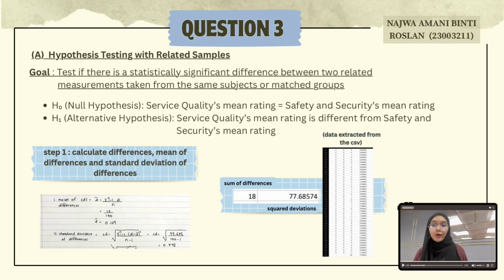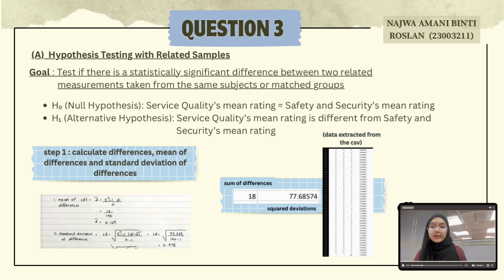So as we all know, hypothesis testing with related samples is done to test if there is a statistically significant difference between two related measurements taken from the same subjects or groups. So in this case, we just set up two hypotheses, which are the null hypothesis and the alternative hypothesis. If the mean rating for both variables are the same, it falls under the null hypothesis, and it goes the other way around for the alternative hypothesis.